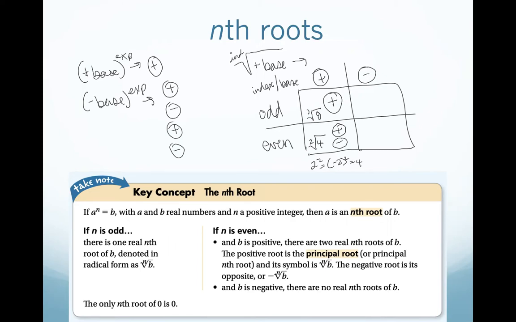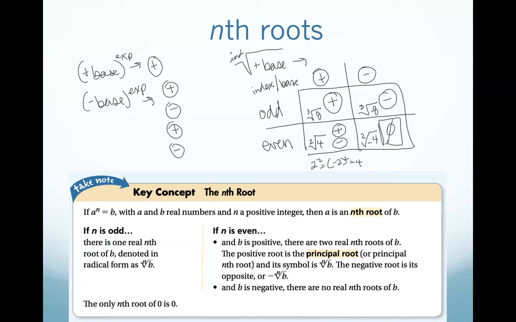Okay, now if our index is odd, so let's say the cube root of a negative number, let's choose negative 8 because it's a perfect cube, then my answer here will be negative. And then if it's even, if I have the square root of, let's say, negative 4, this is not real. No real solution here. Okay, so we have 4 cases when we're looking at radicals. We have to check both the index and the radicand. Okay, so it's summarized here in this box.